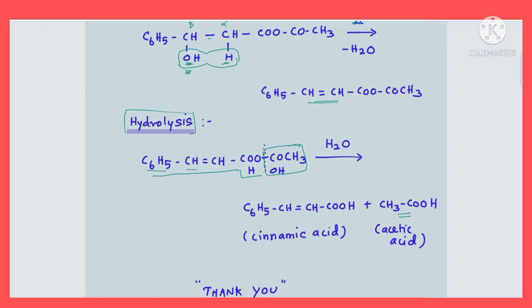C6H5CH double bond CH single bond COOH. That's the main product, an alpha beta unsaturated acid, which is called cinnamic acid. The name of this product is what? Cinnamic acid. So the product of Perkin reaction is nothing but cinnamic acid.